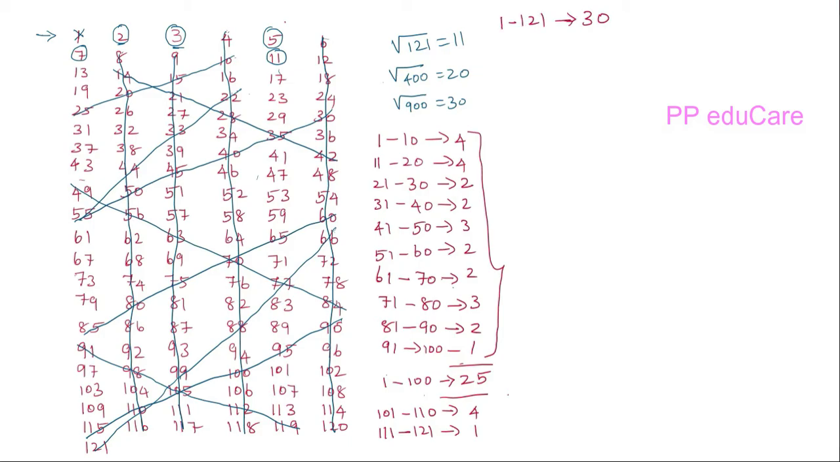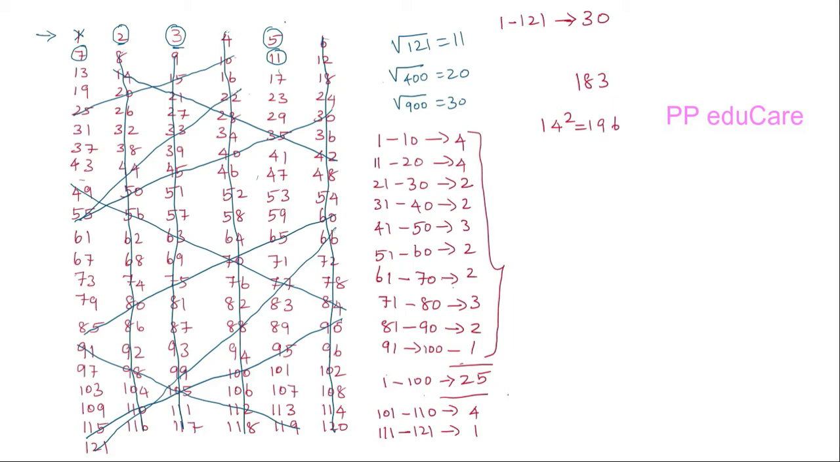Now suppose we want to check whether a number which is more than 121 is prime or not. Say for example, take the number 183. We want to check whether this number 183 is prime or not. For this, first of all, find a number whose square is nearest above to 183. Note this, nearest above to 183. Here 14 squared is 196. This 196 is nearest above to 183.